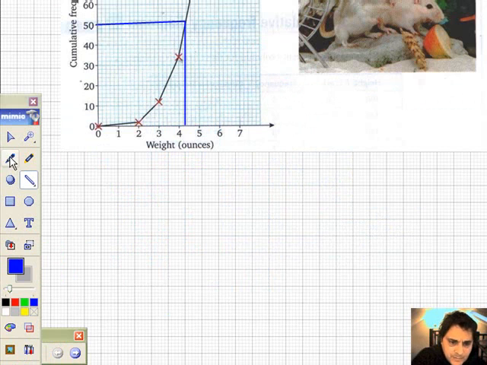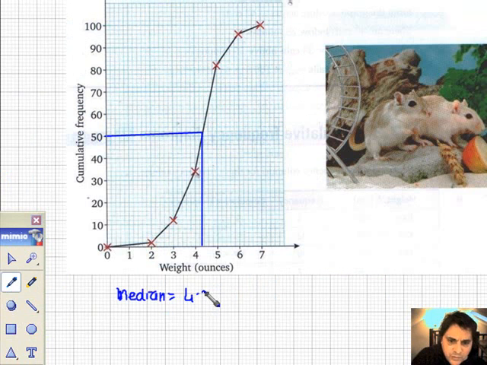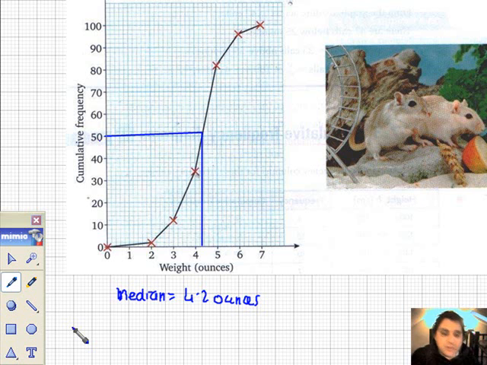So the median, change to pen, equals 4.2 ounces. Is that alright? That's the median, and that's question A. I didn't draw that very straight, so sorry there. You can see from 50 straight across, should be about there really, then read straight down, and that's good enough with the accuracy that I've got.